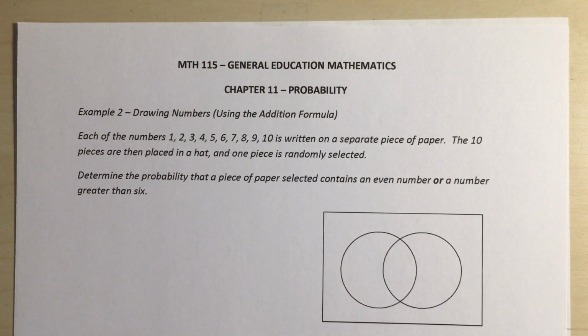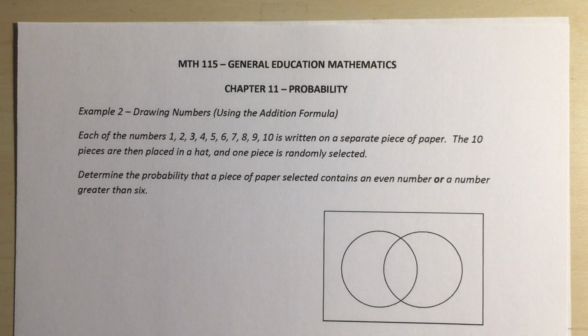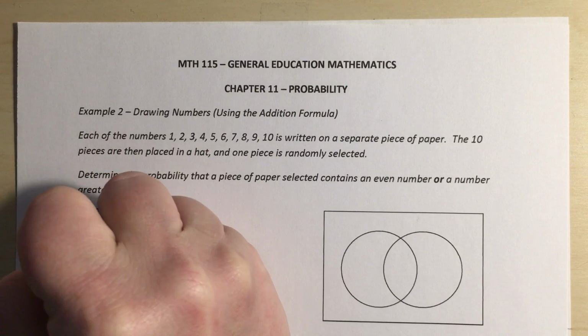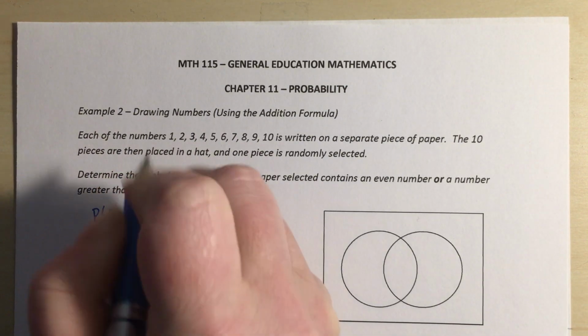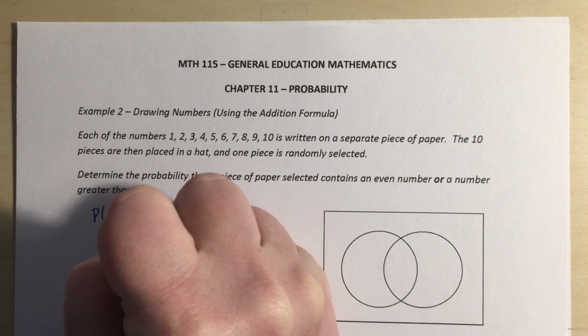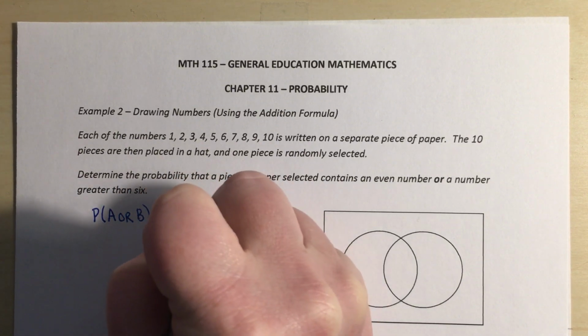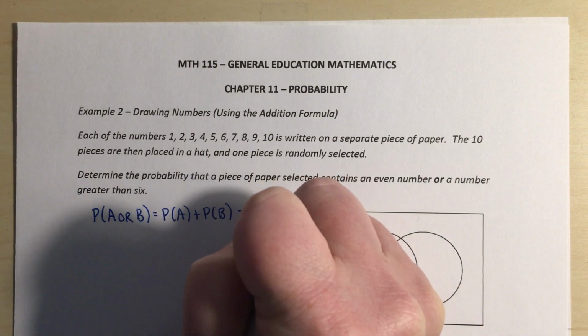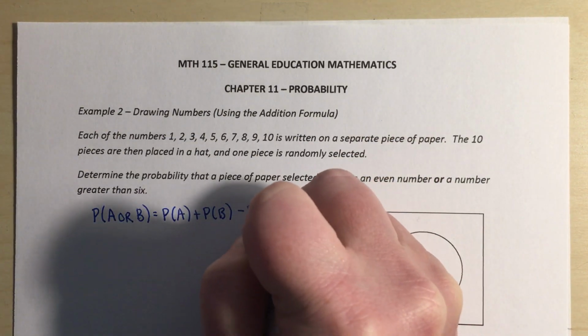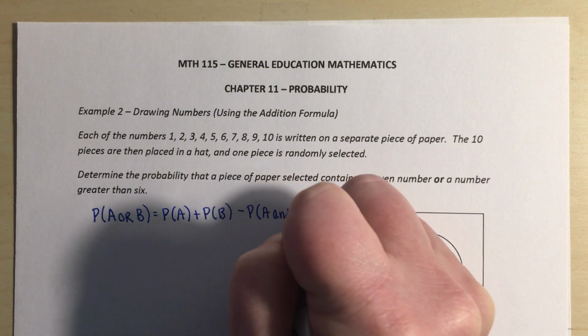So in example 2 and example 3, we're going to be using our addition formula. Our addition formula, if we write it out, which I'm going to copy from the previous page, is: the probability of A or B equals the probability of A plus the probability of B minus the probability of A and B.